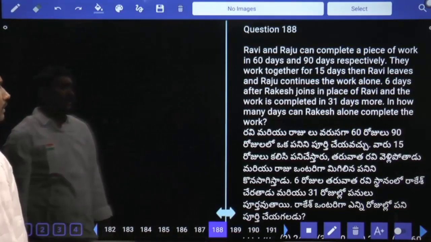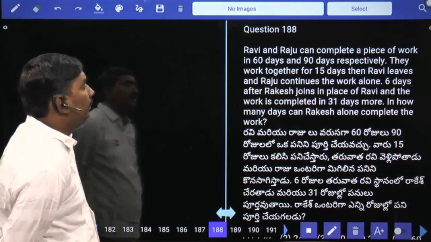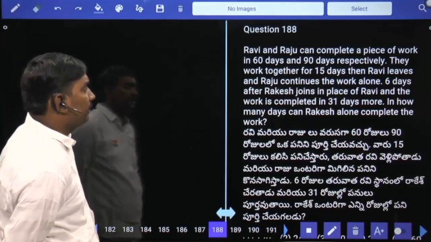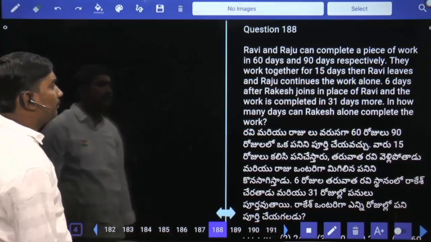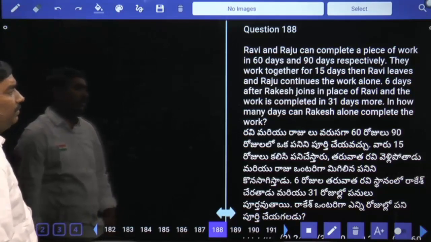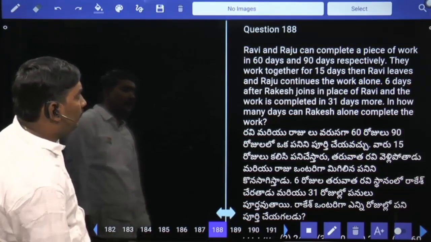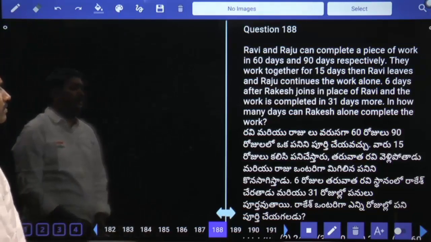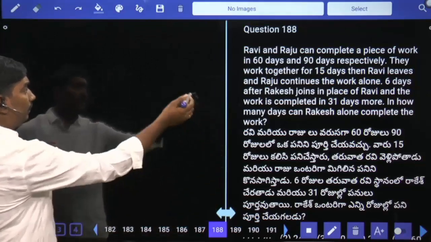Ravi and Raju can complete a piece of work in 60 days and 90 days respectively. They work together for 15 days. Then Ravi leaves and Raju continues the work alone. 6 days after, Rakesh joins in place of Ravi, and the work is completed in 31 days more. How many days can Rakesh alone complete the whole work?